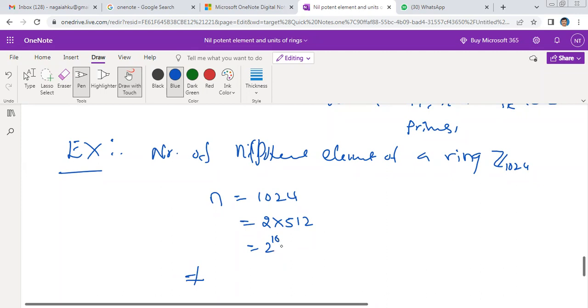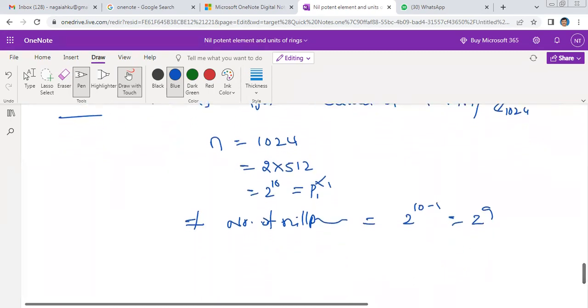This is the form p1 to the power of alpha 1. Number of nilpotent elements is equal to 2 to the power of 10 minus 1, nothing but 2 to the power of 9, that is 512. Is that clear? This is the number of nilpotent elements.